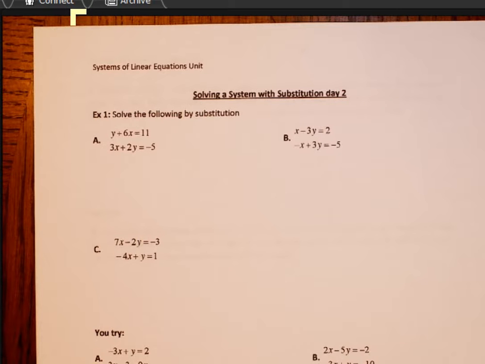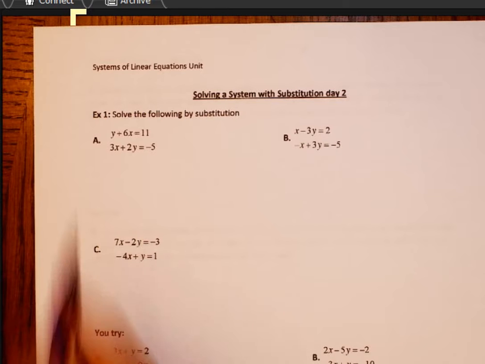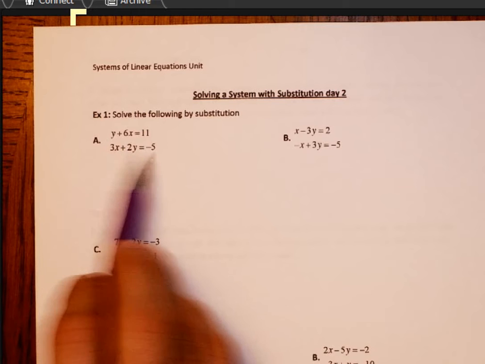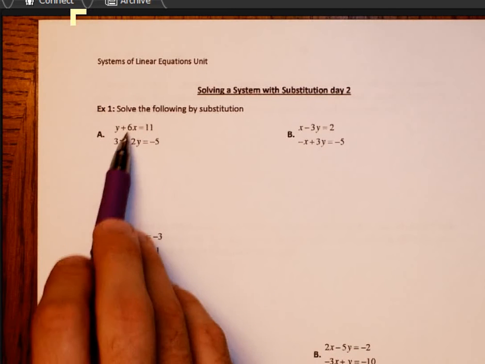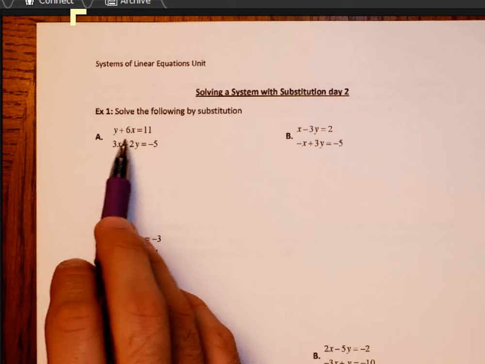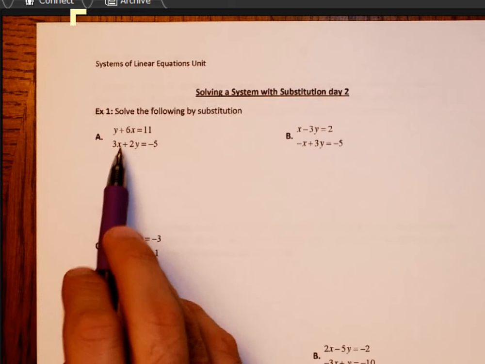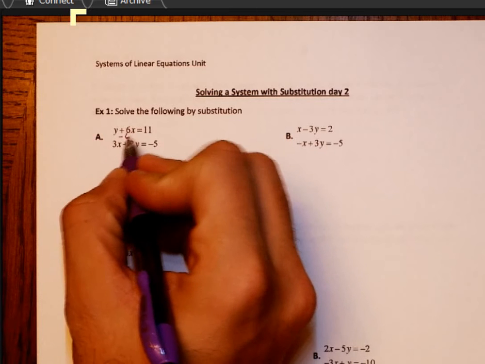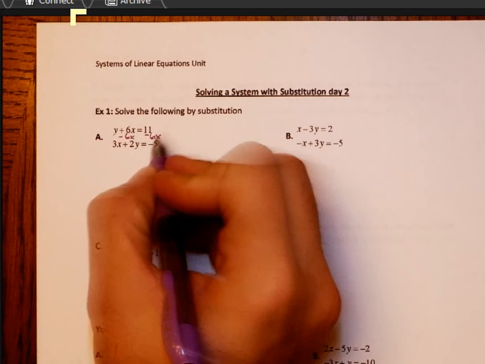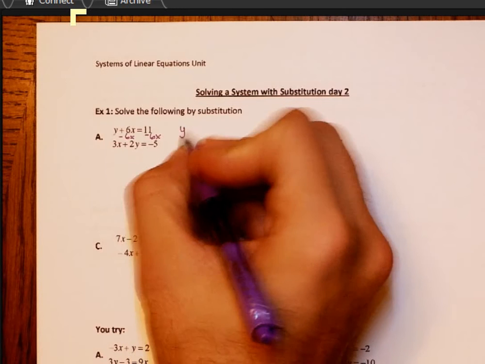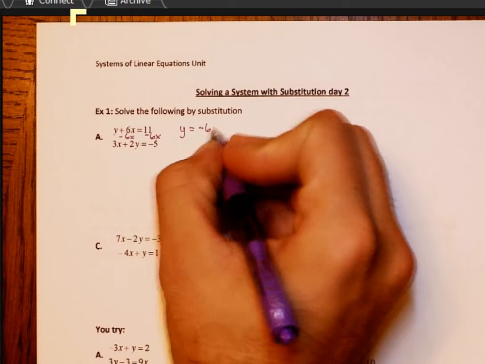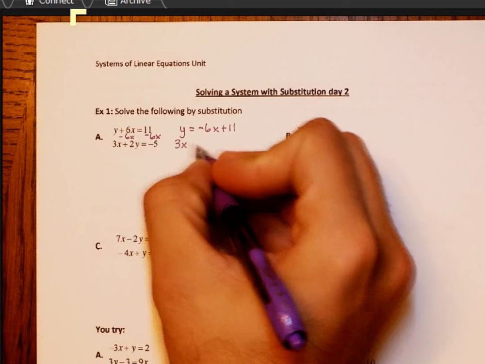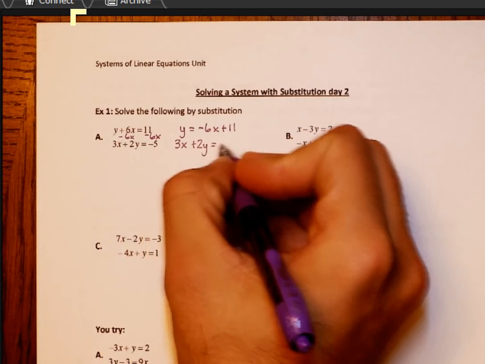So let's take a look at problem A. Both of these equations are written in standard form. However, this first equation can easily be solved for y and put into slope-intercept form. So that's what I'm going to do for this top equation. The first thing I want to do is subtract 6x from both sides of the equal sign. When I rewrite it, that becomes y equals negative 6x plus 11. And then I'm going to keep my bottom equation the same, so that's 3x plus 2y equals negative 5.